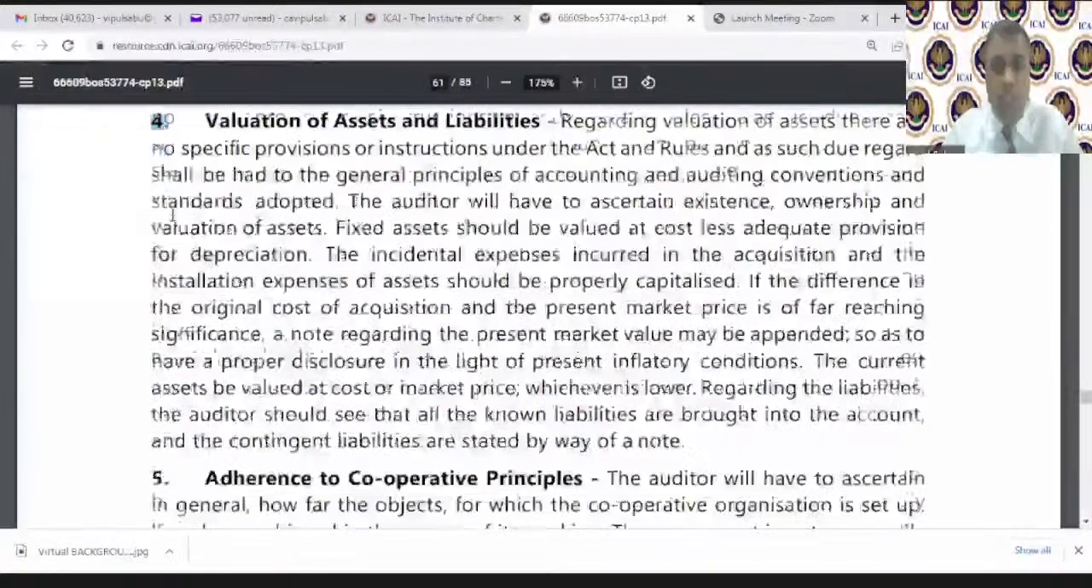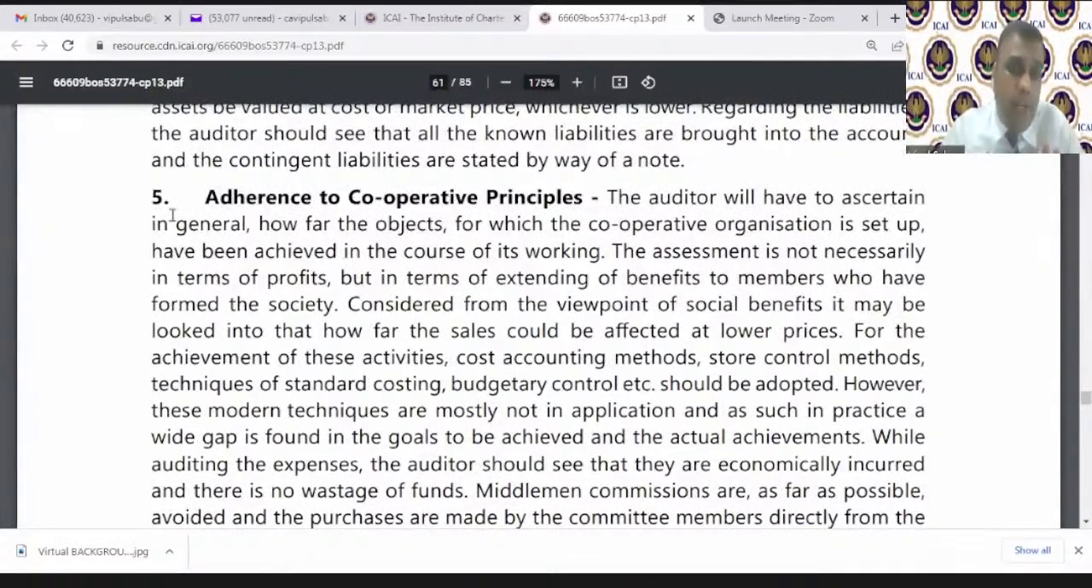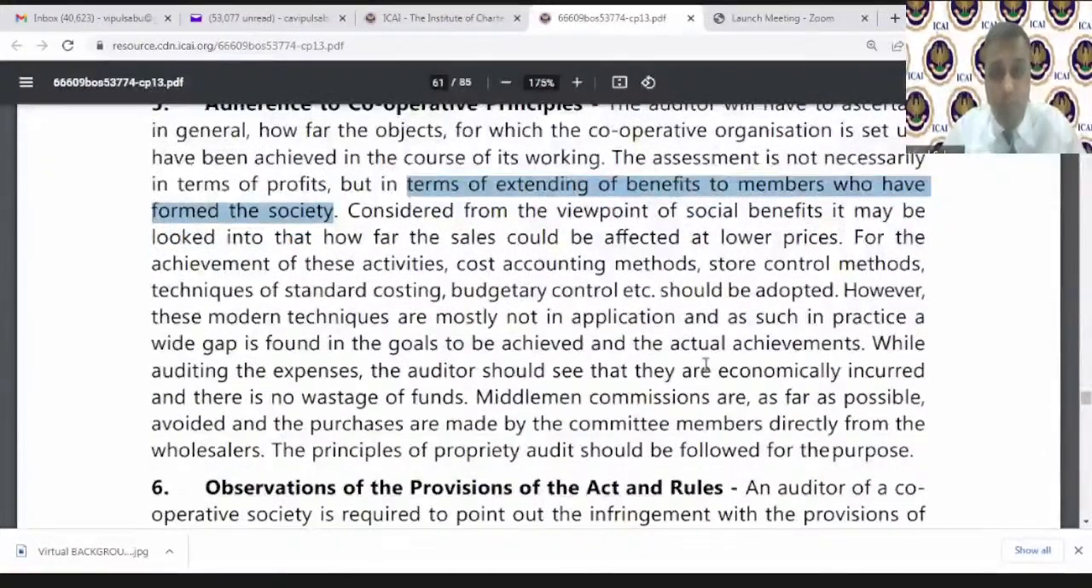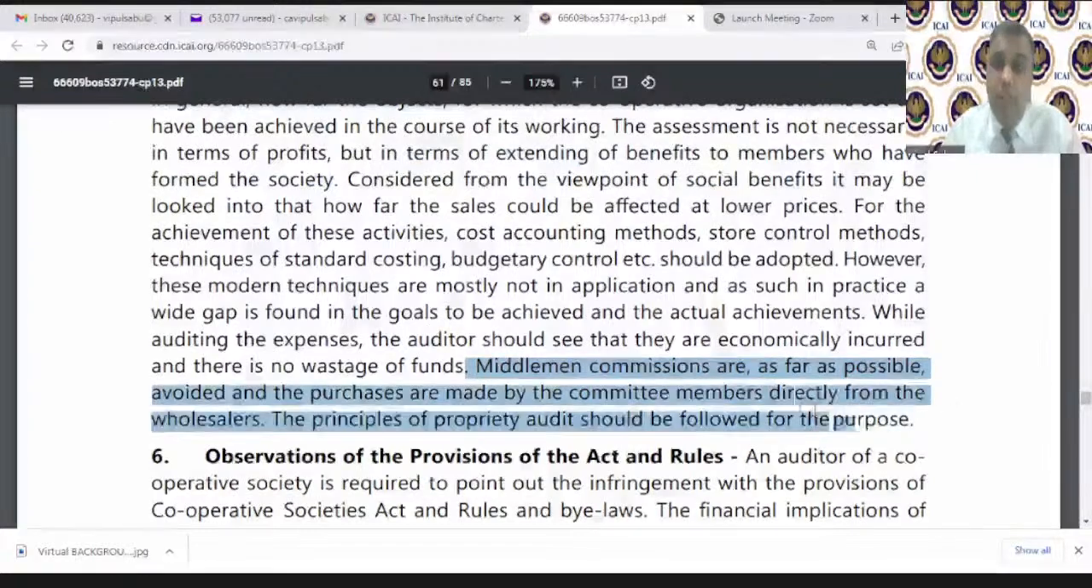Valuation of assets and liabilities, I suppose it's quite clear. I don't need to read it again and again. Adherence to cooperative principles, good. That is, whether the cooperative society is adhering to the cooperative principles or not. It has to check whether the cooperative organization has set up proper procedures and is following them in its working, not in terms of profits, but in how the members who have formed the society extend benefit to each other. The social benefits, the cultural benefits; the objects of cooperatives are not limited to profit, but include social and cultural benefits as well. So middlemen commissions should be avoided, and committee members should directly make the purchase and sale.